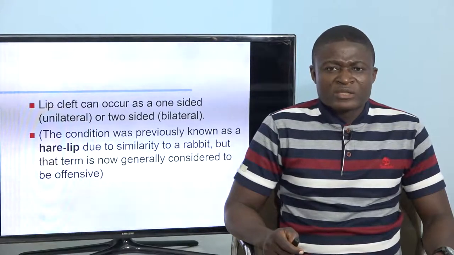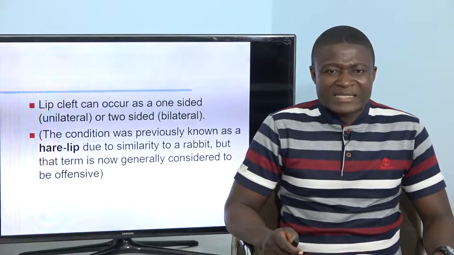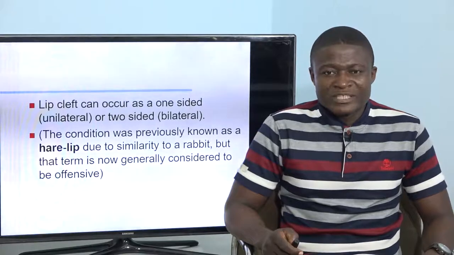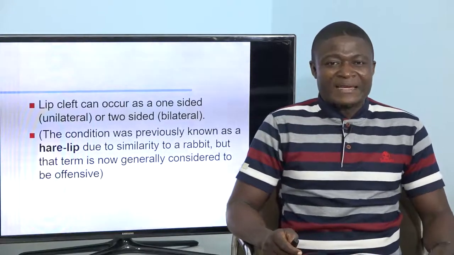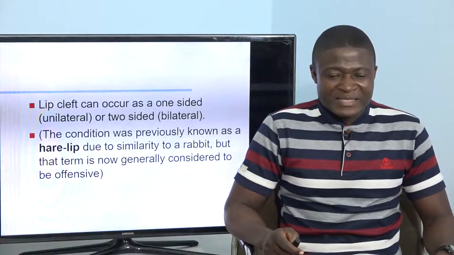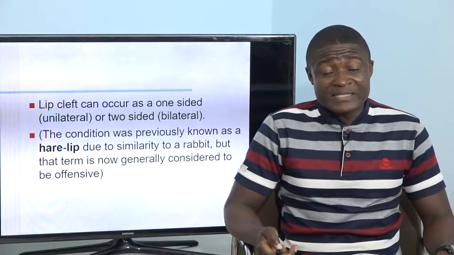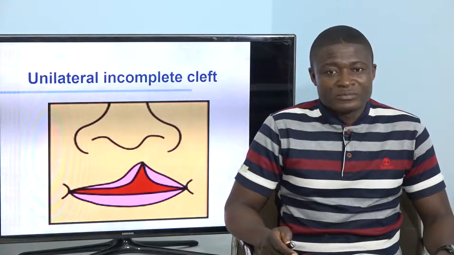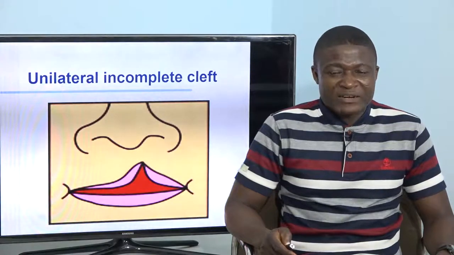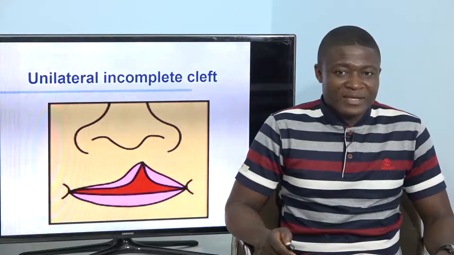The condition was previously known as the hare lip due to similarity to the rabbit. But this term is now generally considered to be offensive, so it is no longer used. So this is a picture of a cleft lip. You can see how it looks like.